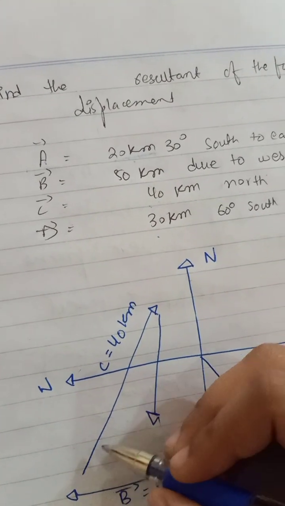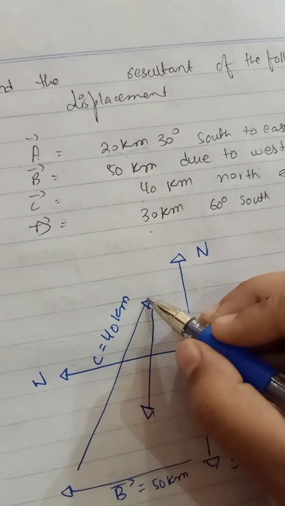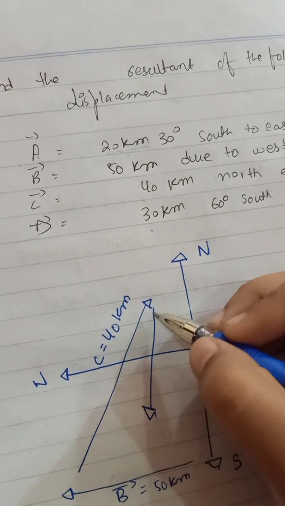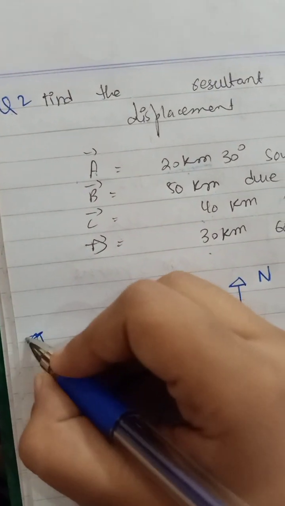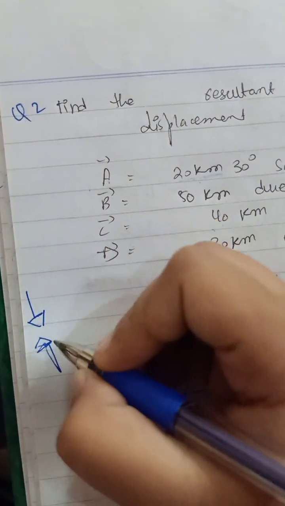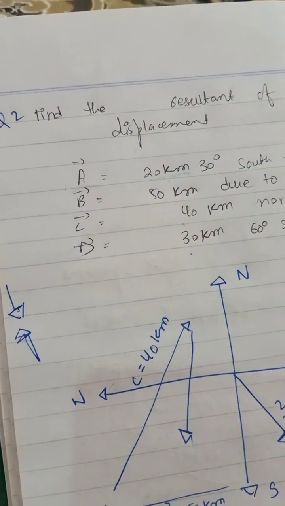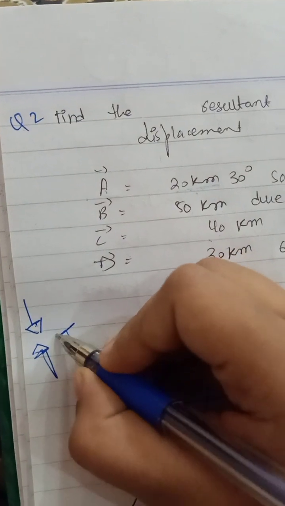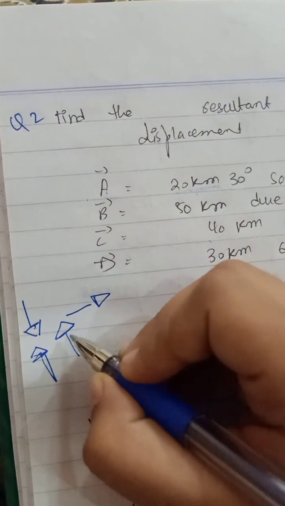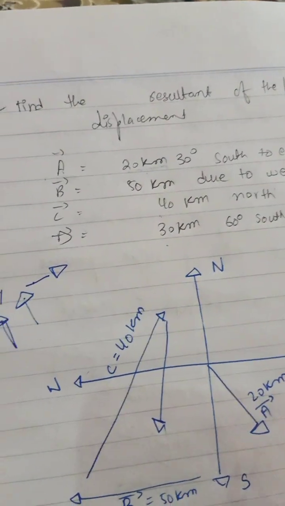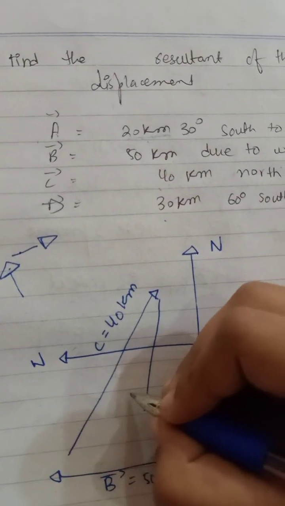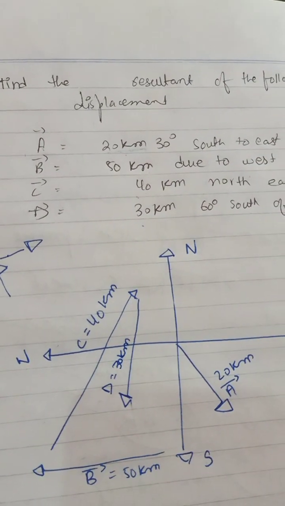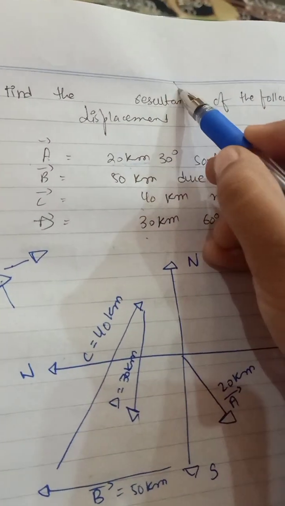Here you can see this is the tail, this is the head. We cannot add them like this, head to head. We have a rule, the head to tail rule. This one is D, that is 30 kilometers. So we have to find the resultant.